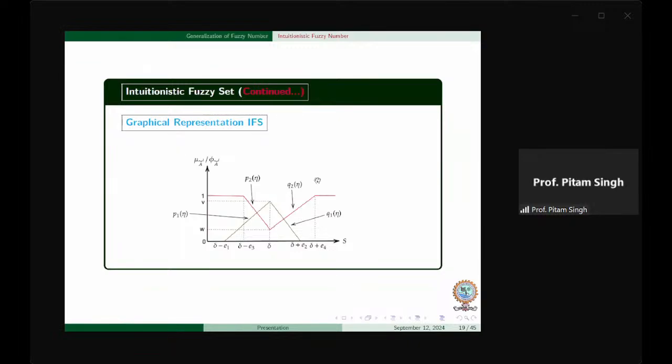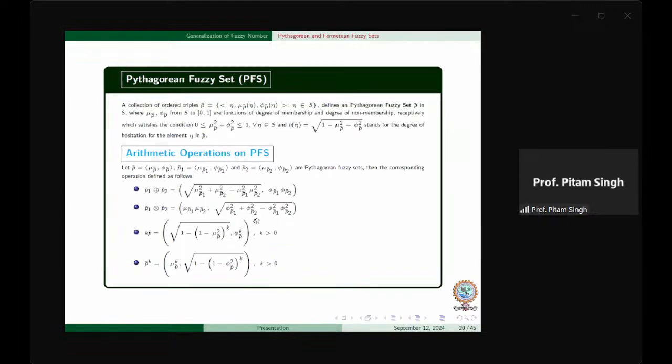Basically, this is the graphical representation of intuitionistic fuzzy sets. We have considered this for membership, and this triangular one for non-membership. So this is the representation of this. This is for non-membership, P for membership, that's P1, and we have defined this for P2 and this part. So this is a graphical representation.